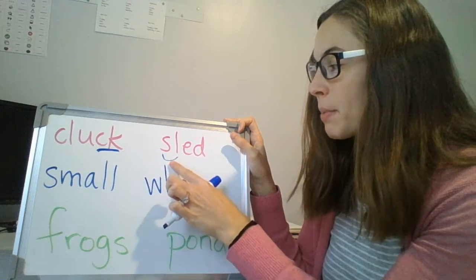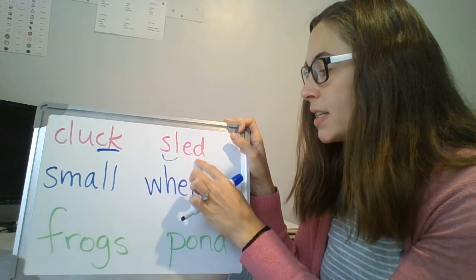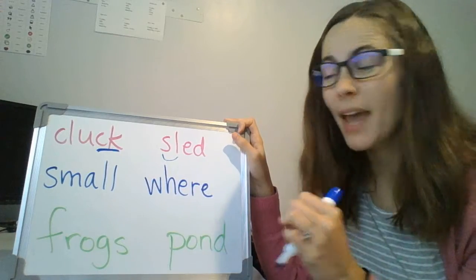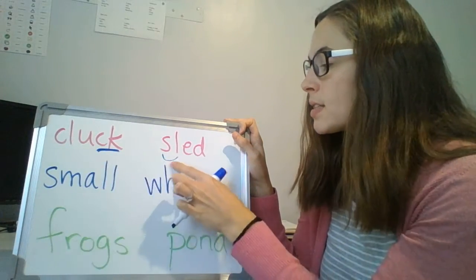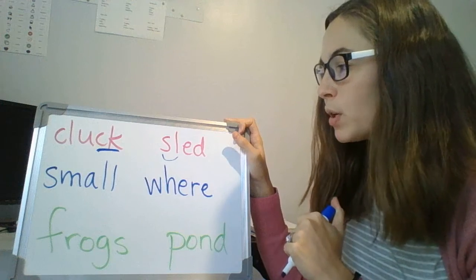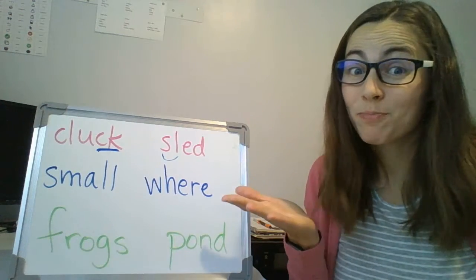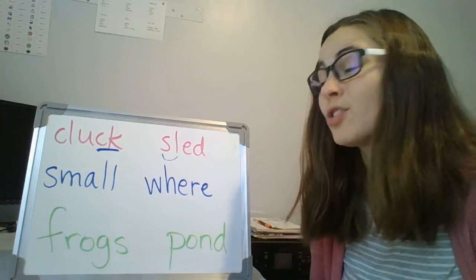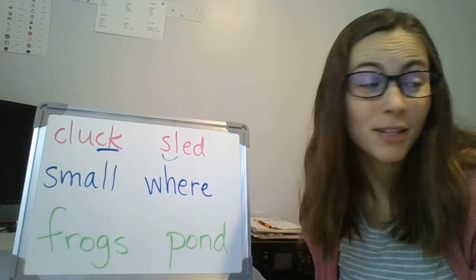Good. Let's segment and blend it. Sled. Sled. Good. Let's read them again. Cluck. Sled. Awesome. Let's look at our blue words now. These are both sight words. We have to just know them. Okay? Do you know any of these?